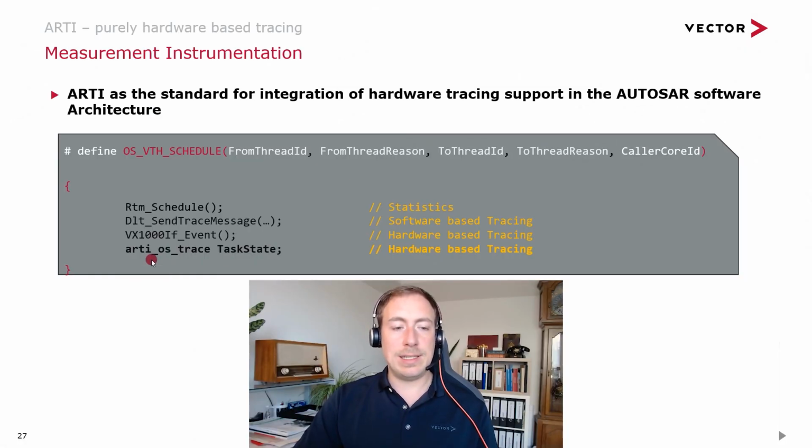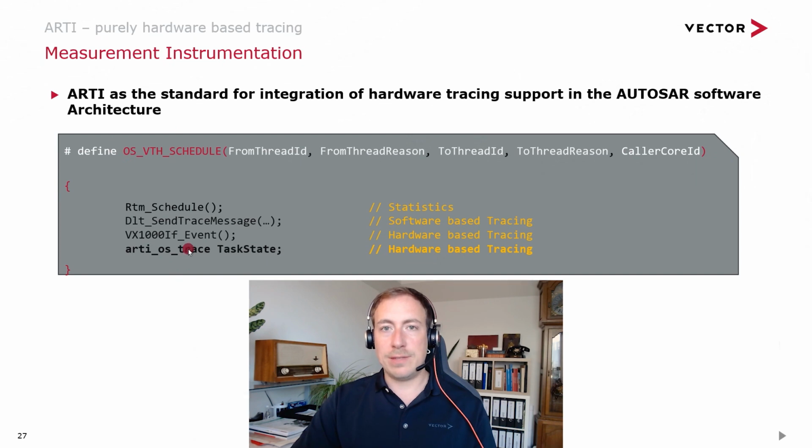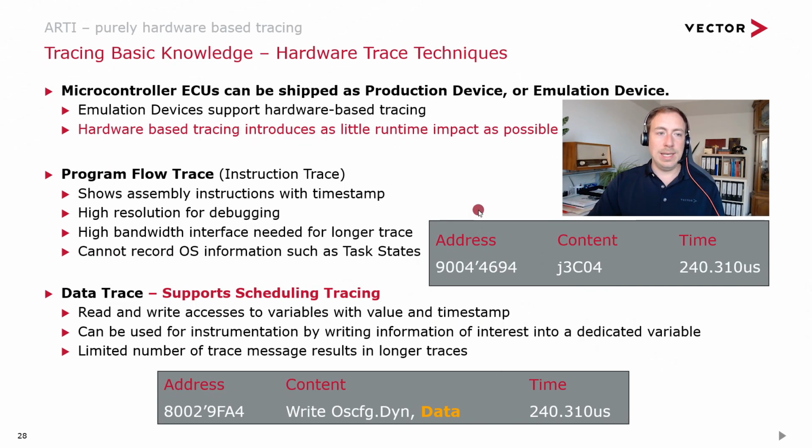And AUTOSAR has found a way to combine hardware trace techniques with the AUTOSAR standard and the AUTOSAR software, which, for example, is this AUTOSAR OS trace variable access. So what we do here is the OS scheduling hook only writes dedicated information into this variable, but then the variable is not processed by software any further. So we just write it into a variable and we use a hardware trace mechanism to observe this variable. And how it works, we'll see here.